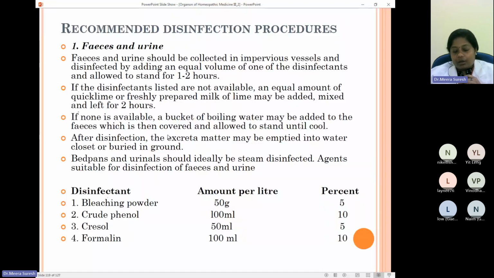If nothing is available, even quicklime, then a bucket of boiling water may be added to the feces, which is then covered and allowed to stand until cool. After disinfection, the excreta may be emptied into a water closet or buried in the ground. Bedpans and urinals should ideally be steam disinfected. Agents suitable for disinfection of feces and urine are as follows: bleaching powder, crude phenol, cresol, or formalin, in the required amount.